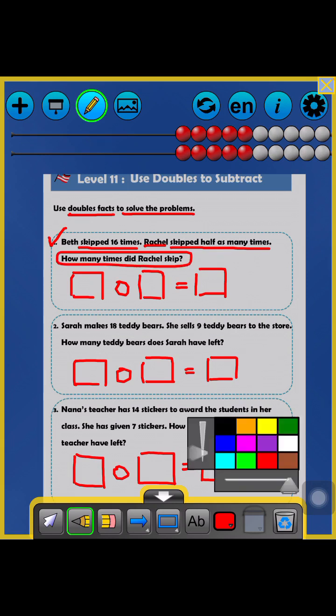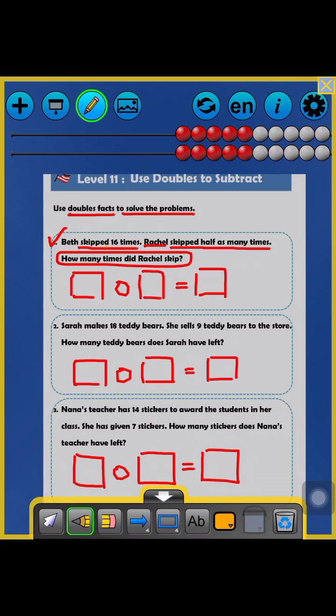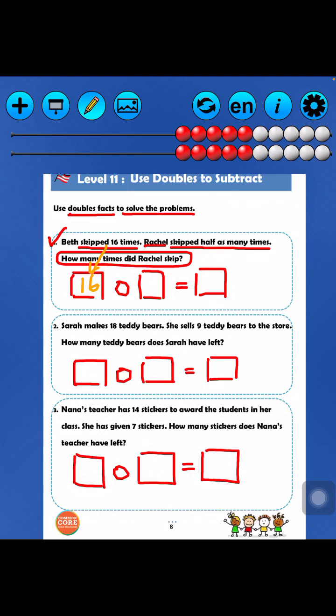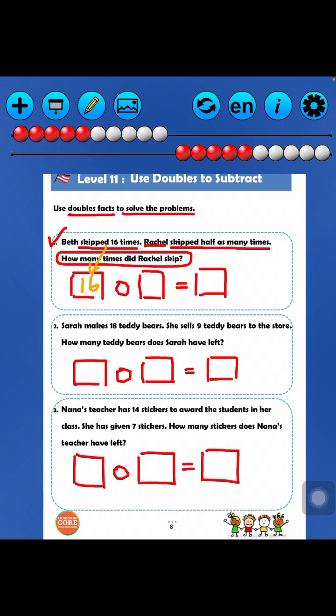We know that Bob skipped 16 times. So we write down 16 here. And Rachel skipped half as the number of times. So we need to find half of 16. Let's use the abacus to find the answer. We move 16 bits to the left hand side, 10 bits, and we move 6 more. 1, 2, 3, 4, 5, 6. In the first row, there are 10 bits and 6 bits in the second row.